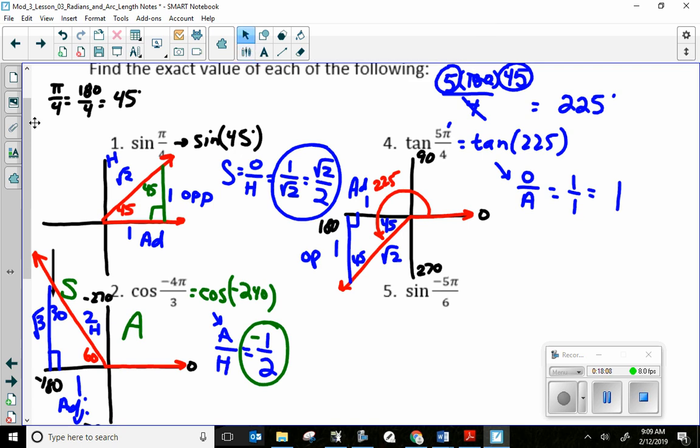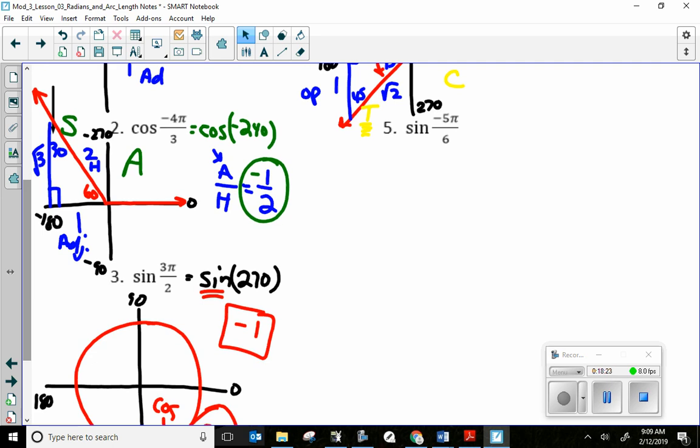Is it positive or negative? Oh, students, take calculus. Tangent is positive. Tangent should stay positive. Super good. All right, we're on to the last one.